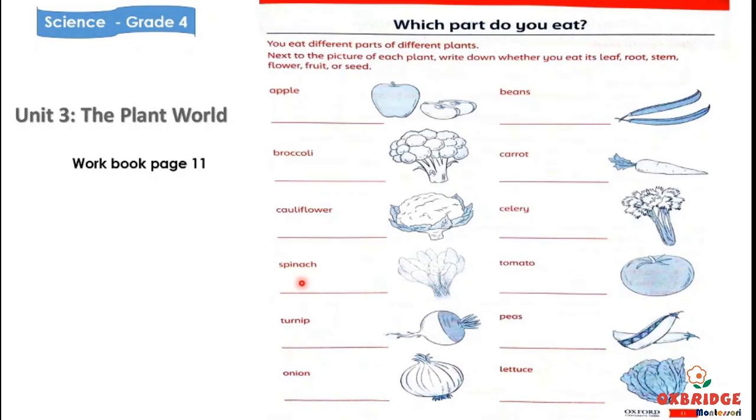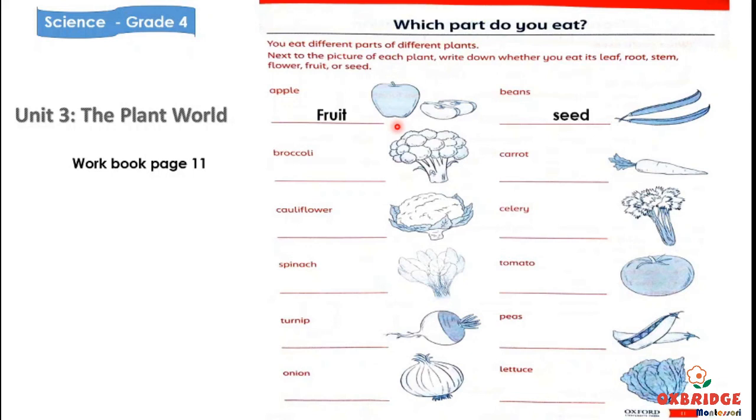So here is your workbook page number 11. Which part do you eat? Did you know? You eat different parts of different plants. Next to the picture of each plant, write down whether you eat its leaf, root, stem, flower, fruit or seed. So here is the picture of an apple, and we eat the fruit as an apple.